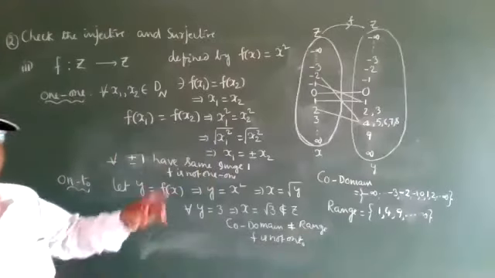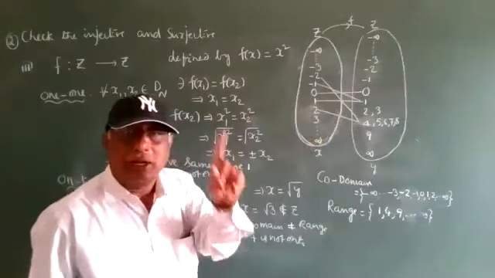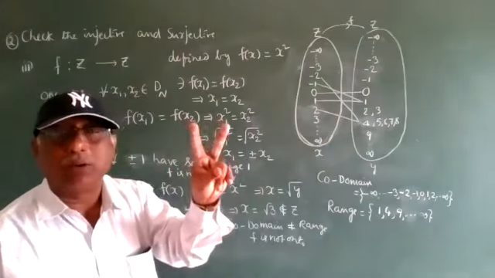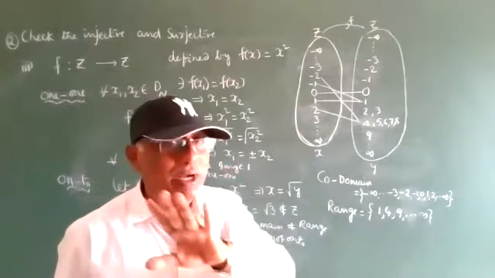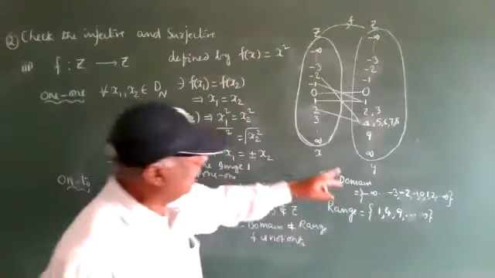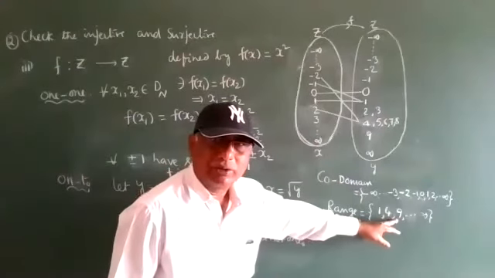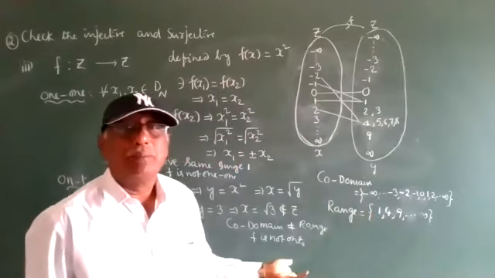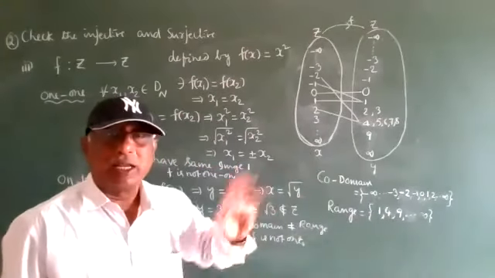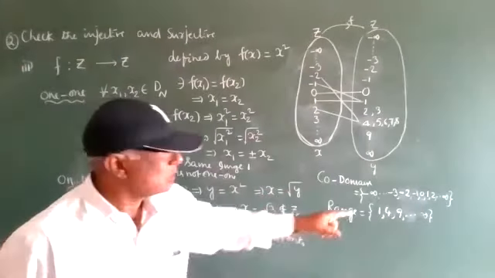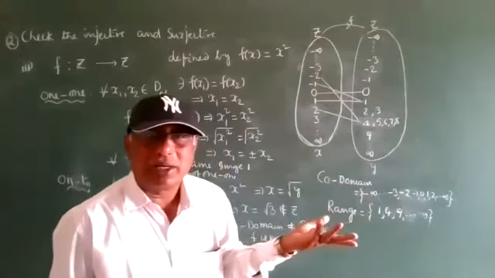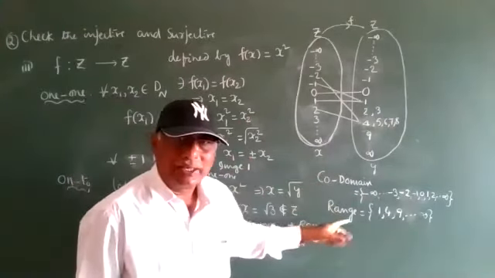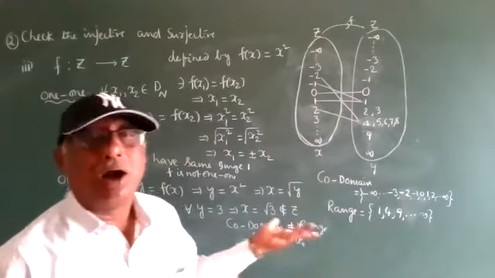So see, here two elements have one image. If one element has one image, then only it is one-one. But minus 1 and plus 1 both have the same image 1. Therefore, it is not one-one. For onto, we are getting only the positive values in the range, but not the negative values. So codomain is not equal to the range. We get only square values; 2 is not obtained, 3 is not obtained. Therefore, codomain and range are not equal, and it is not an onto function.